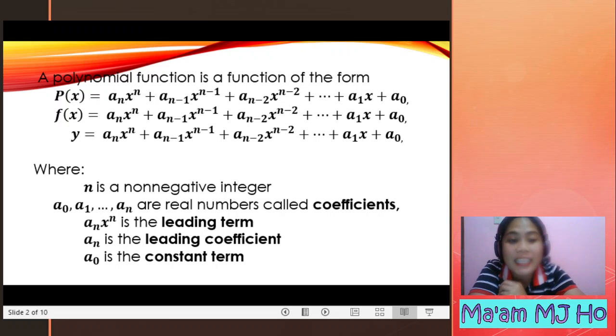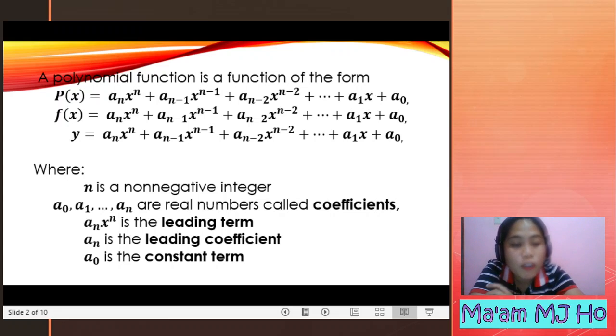So hindi pwedeng maging negative si n because if n will become negative, we cannot consider that function as a polynomial function. And a sub 0, a sub 1, up to a sub n are real numbers called coefficients. So when we say numerical coefficients, from the word itself numerical, we are just referring to the numbers beside the given variable. A sub n times x raised to n is what we call as the leading term. When we say leading term, this is the term with the highest exponent.